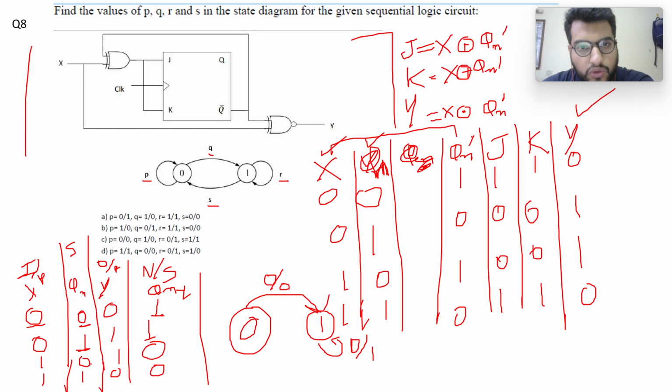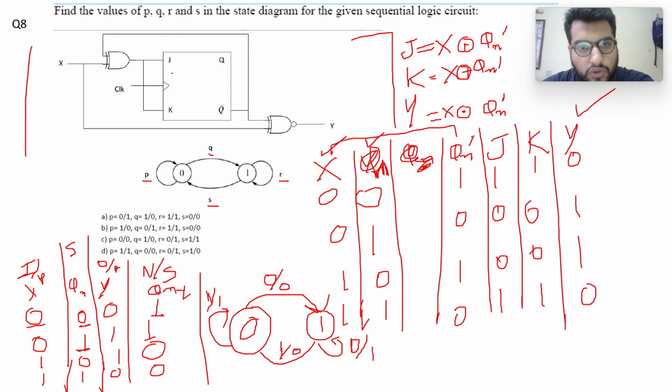I am at 0, I am going to 0 with input 1 and output 1. I am at 1, I am going to 0. When I am going from 1 to 0, it is with input 1 and output 0, right?